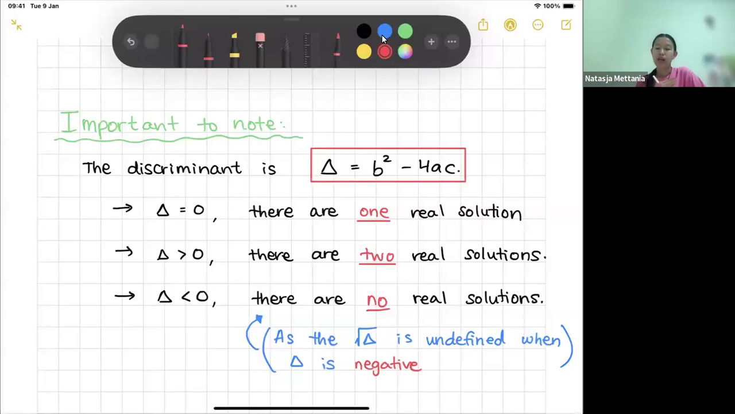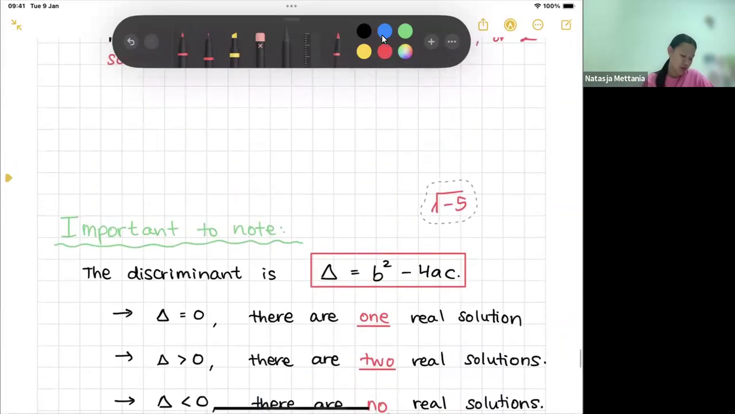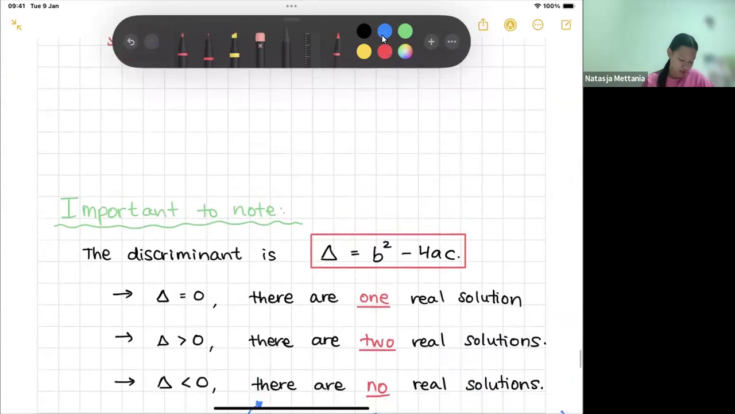The reason why it's no solutions is because if I put a negative number inside a square root, for example square root of negative 5, and put that into the calculator, it gives me undefined, meaning I don't have an answer for that. At the moment, you don't have an answer. But if you're interested, let me know.